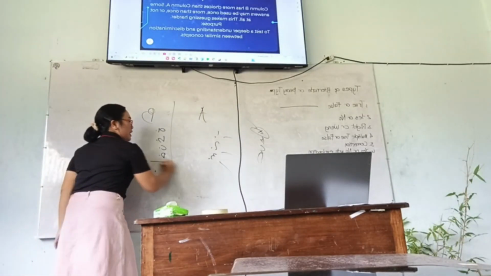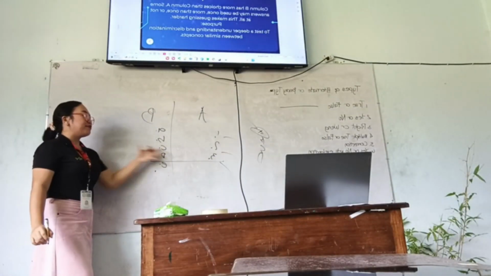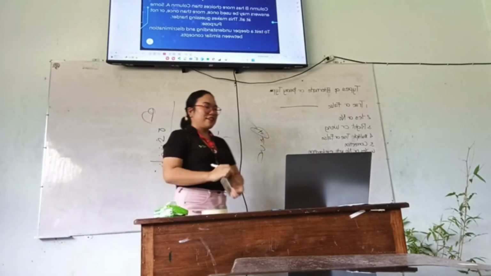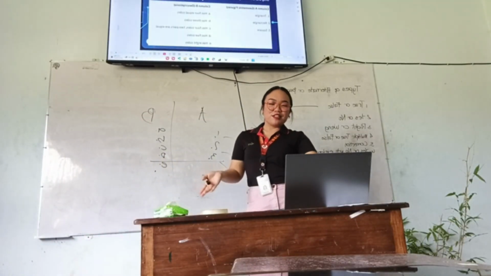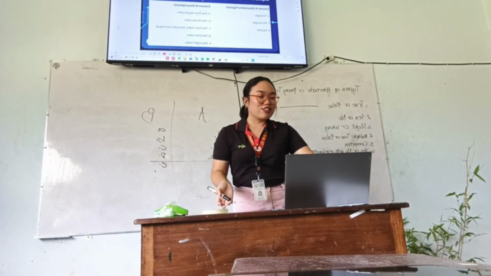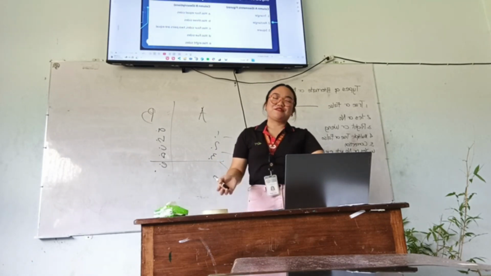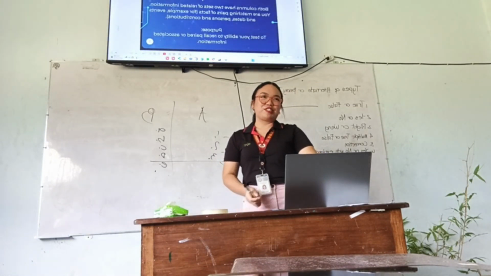Complex type of matching type. If they are simple, it's just one to one. So, for example, triangle. Say the right answer is 3 sides. Very good. So, double entry matching type.